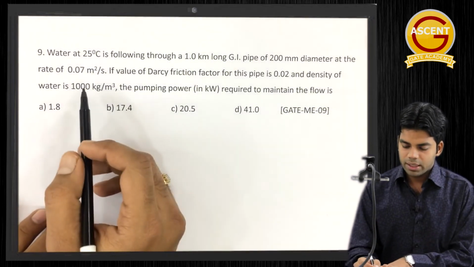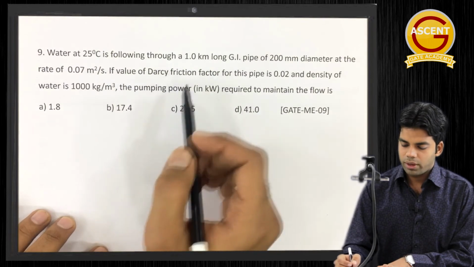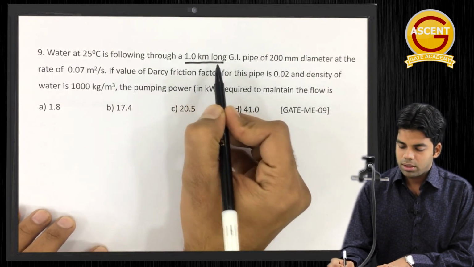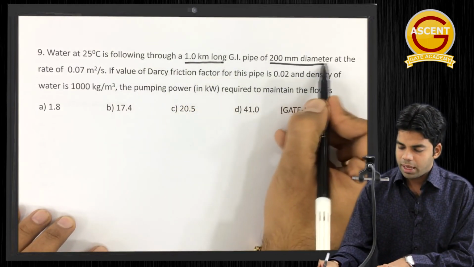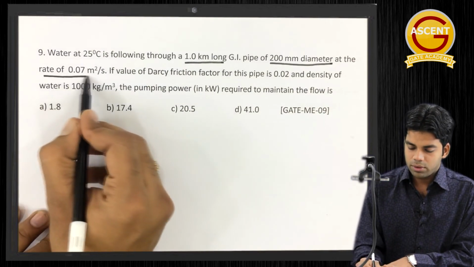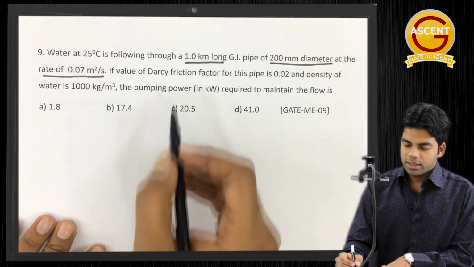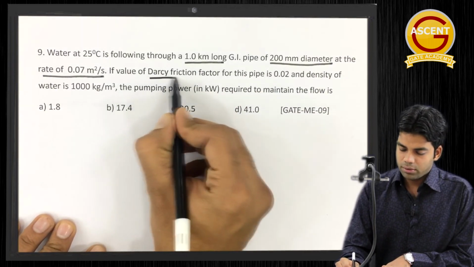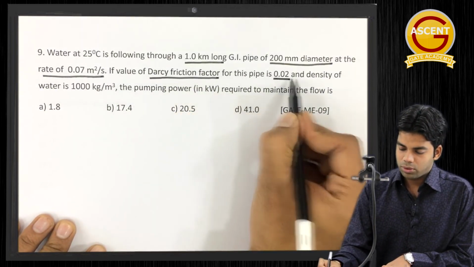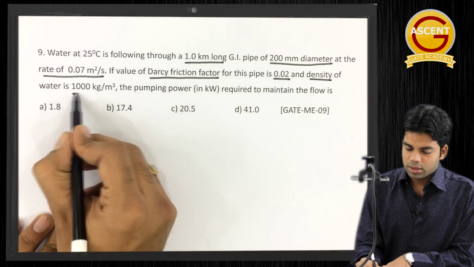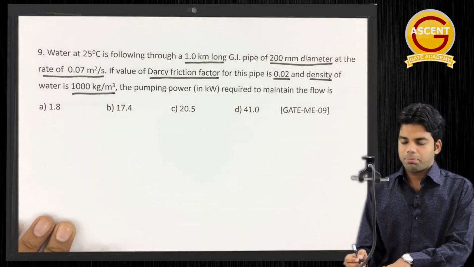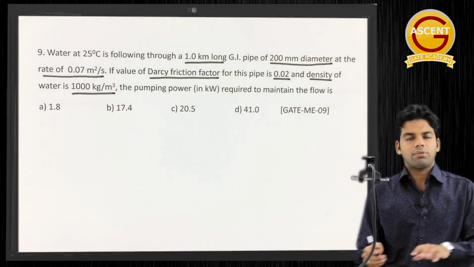Water at 25 degrees centigrade is flowing through a 1 kilometer long GI pipe of 200 mm diameter at the rate of 0.07 meter cube per second. If the value of Darcy friction factor for the pipe is 0.02 and the density of water is 1000 kg per meter cube, the pumping power required to maintain the flow is.